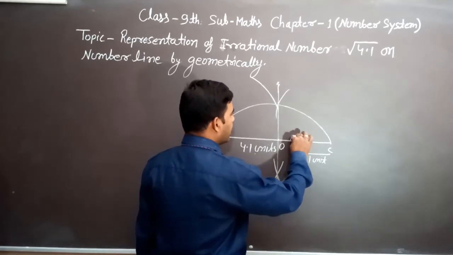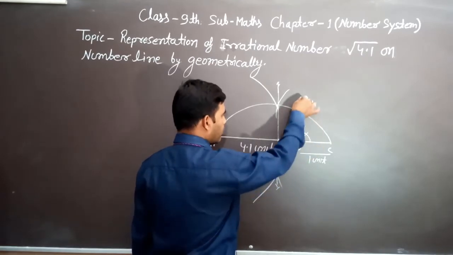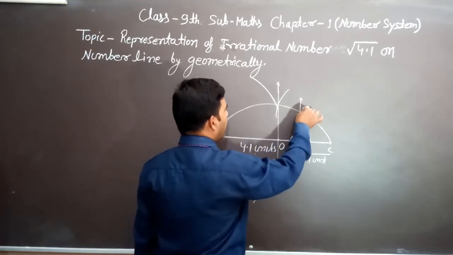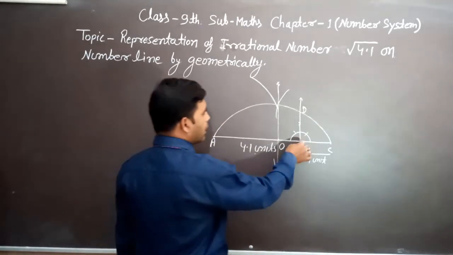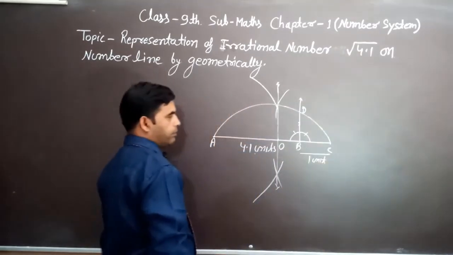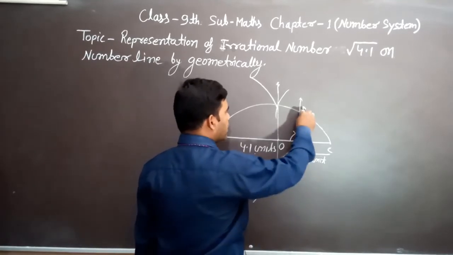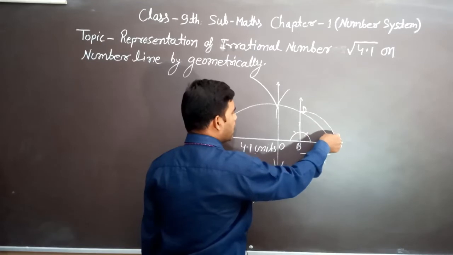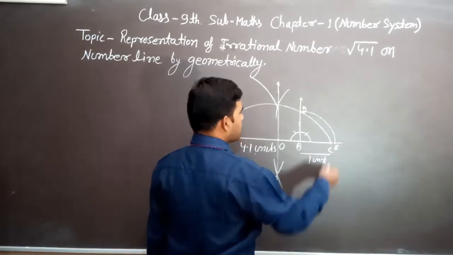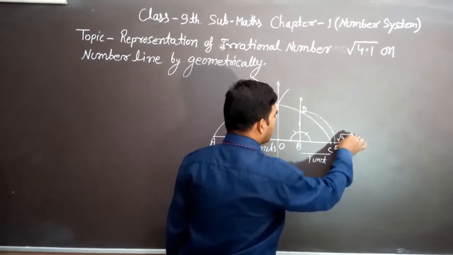That means we make a right angle at point B which intersects the semicircle at point D. Thus, the length of BD is equal to root 4.1. Now, we take B as a center and BD as a radius. We draw another arc which intersects AC produced at point E. Hence, we can say point E represents root 4.1.